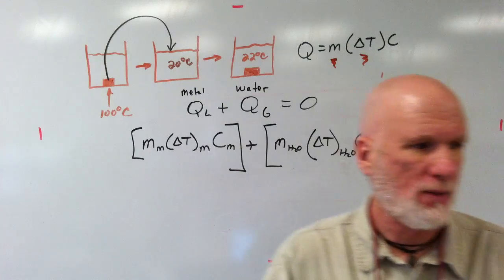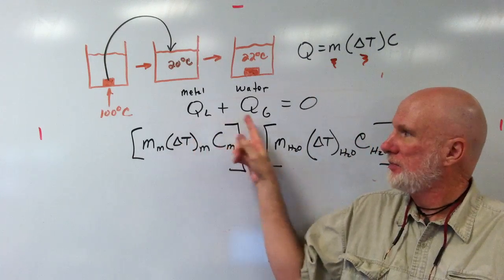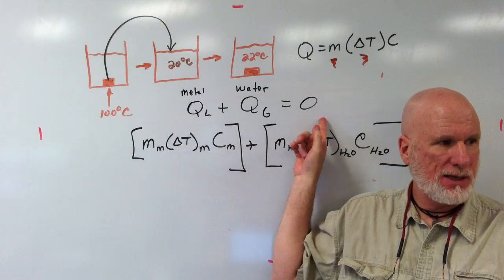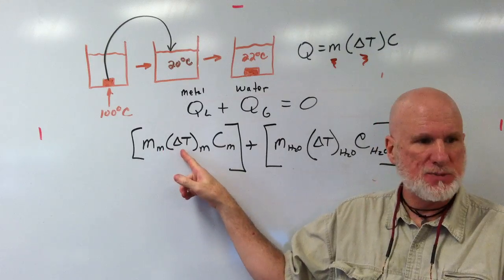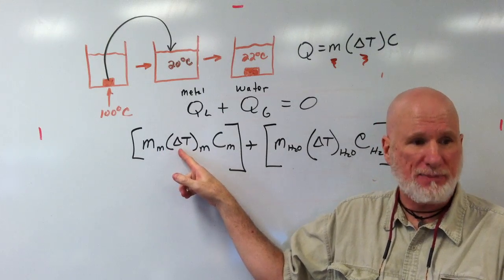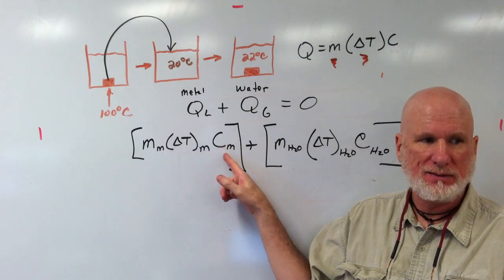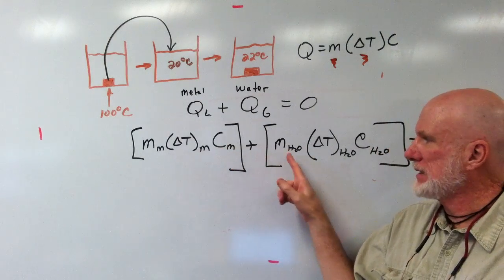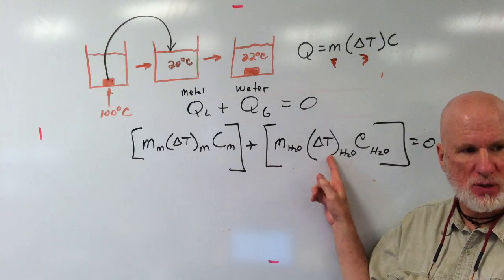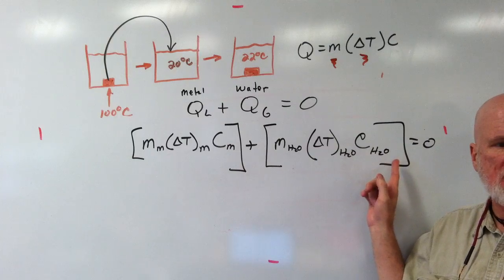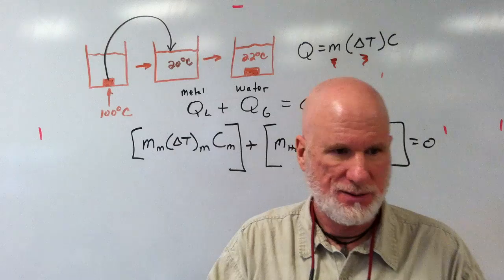Let me do that again. Heat lost plus heat gained equals 0. Correct? Easy? The mass of the metal times the change in temperature of the metal times the specific heat capacity of the metal, plus the mass of the water times the change in temperature of the water times the specific heat capacity of the water, that equals 0. Do you get it? Yes or no?